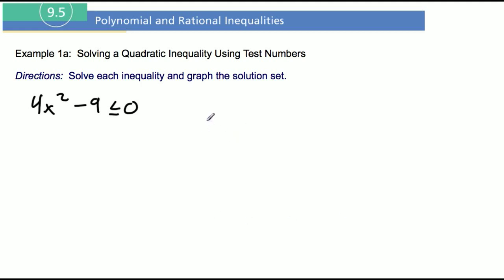All right, so what we're going to be doing now is solving these quadratic inequalities using numbers as a test, and you'll find out how that works here. We're going to solve each inequality, and then we're going to graph the solution set.